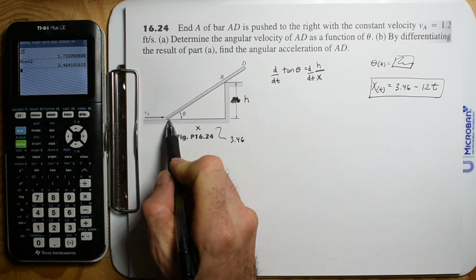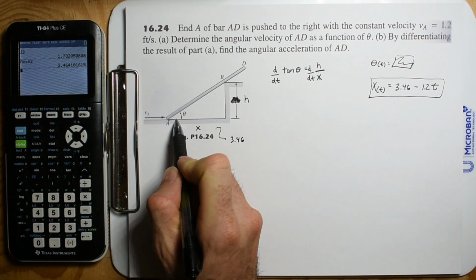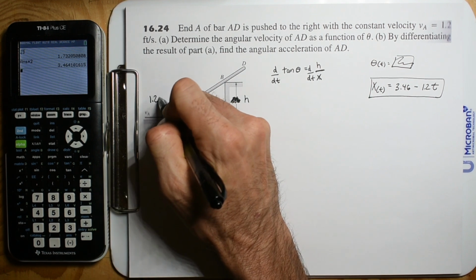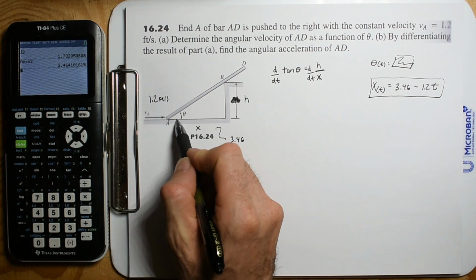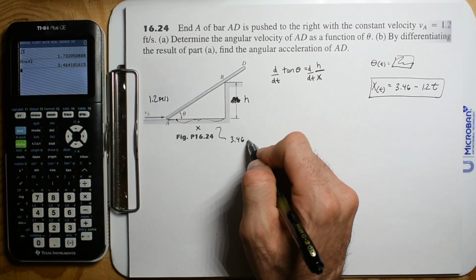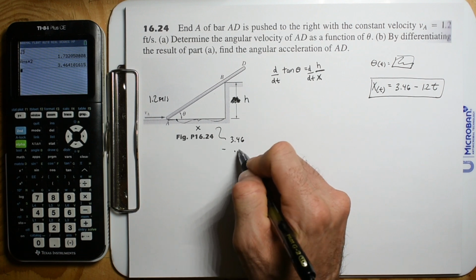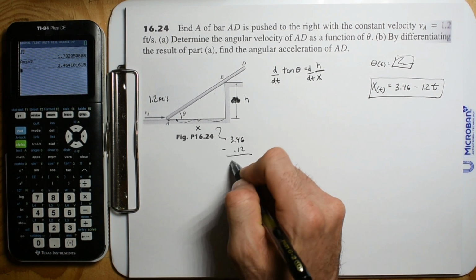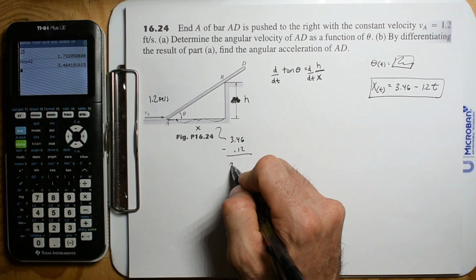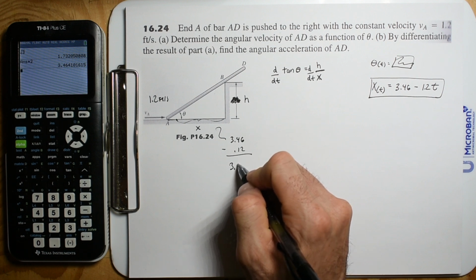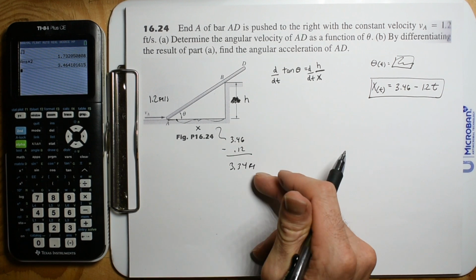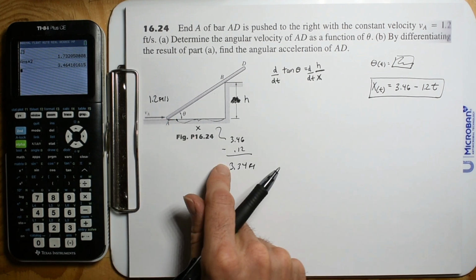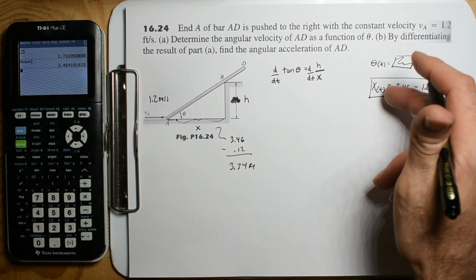And then let's do what we did in 1/10 of a second. Our velocity is 1.2 feet per second, and so we said that this distance decreased. So it's going to be minus 0.12, and then we get 3.34.